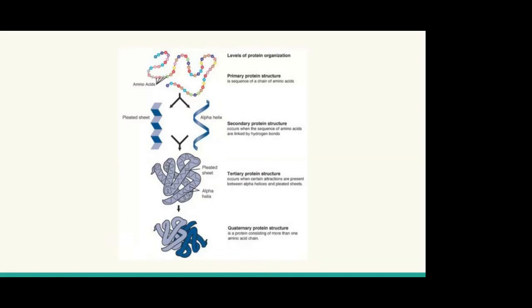Okay, so here's an illustration of the levels of protein organization. First you have the primary one, which is just the sequence of amino acids. Then it's secondary, which is the alpha helices and the beta pleated sheets, and then it goes into tertiary and quaternary.